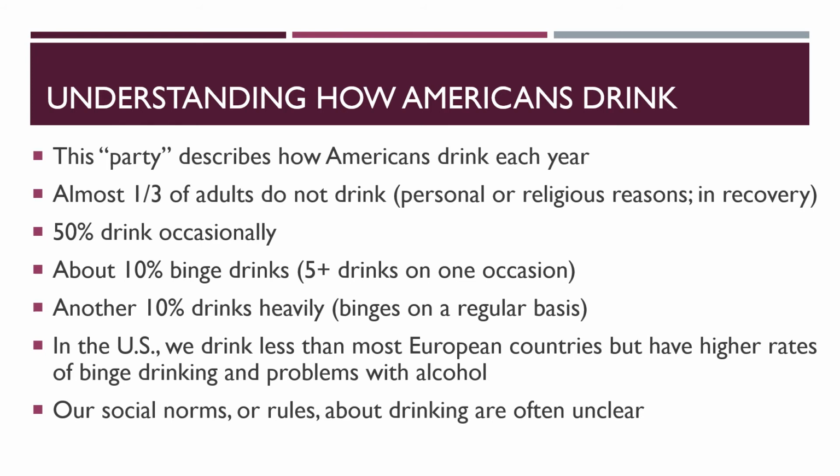In the United States, you saw it was really an unusual pattern where we have a lot of abstainers, we have a few social or occasional drinkers, and then we have a couple people who drink on the heavy side. So we end up having higher rates of binge drinking and more problems associated with alcohol, particularly drinking and driving in the United States. A lot of that probably has to do with the fact that our social norms, or our rules about drinking, tend to be unclear or send mixed messages.